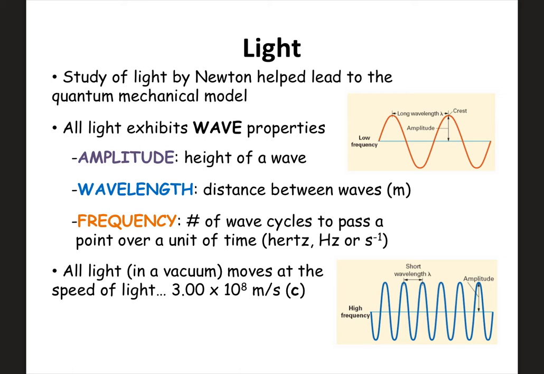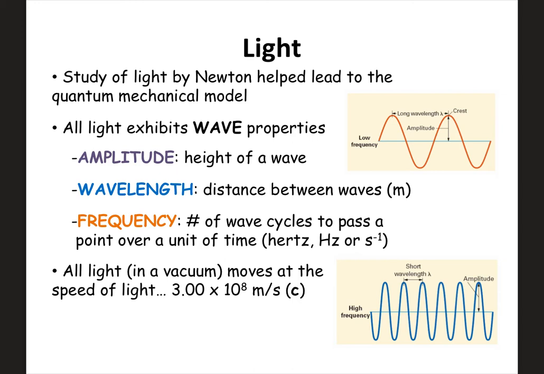Newton was studying light, and this helped lead to the quantum mechanical model of the atom. We know that light exhibits wave-like properties, so there's a little bit of physics here, and there are some terms you need to know about. Amplitude is the height of a wave, and we'll look at this on a picture. Wavelength is the distance between two waves, and because this is a distance, we use meters. So when we're doing the problems, the wavelength must be in meters.